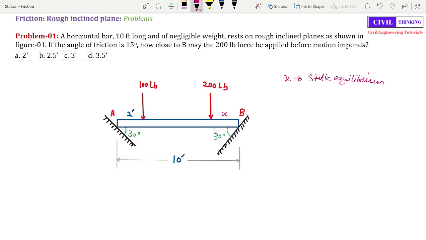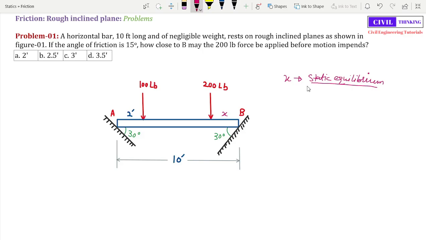All right. So what we are going to find is the distance of the 200-pound force from B such that there is static equilibrium. And when the x value is smaller or greater than that, the static equilibrium will get disturbed and the motion will impend.